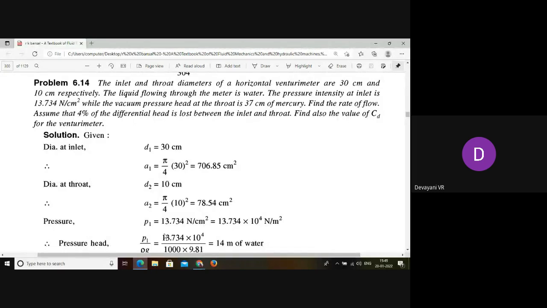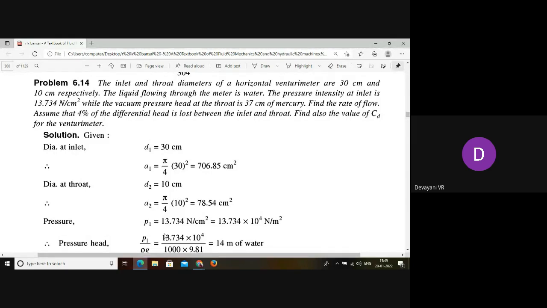So this is the biggest problem. If you know this one, then you can solve any problem regarding the venturimeter. So I'm reading the problem once again. Listen to this carefully. The inlet and throat diameters of a horizontal venturimeter. So here the given venturimeter is a horizontal one, and for this the inlet diameter D1 is given as 30 centimeters, and the outlet diameter D2, outlet means the throat, the throat diameter is given as 10 centimeters, and they said the liquid which was flowing through the pipe is water. So the lighter liquid is water.